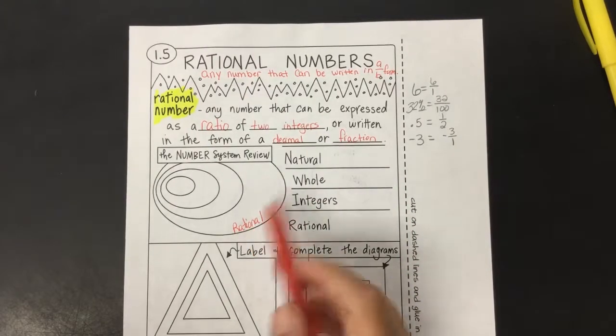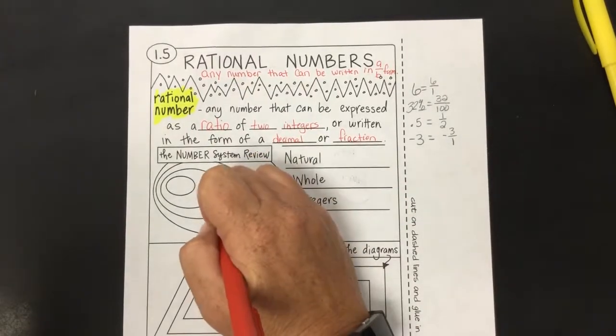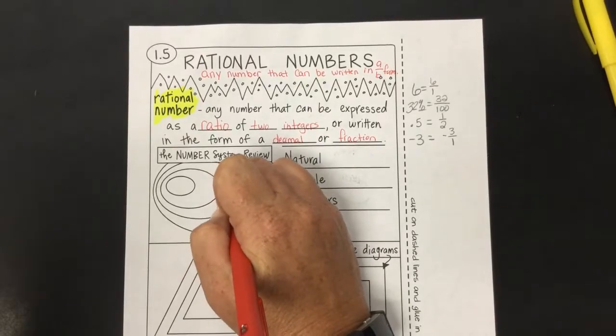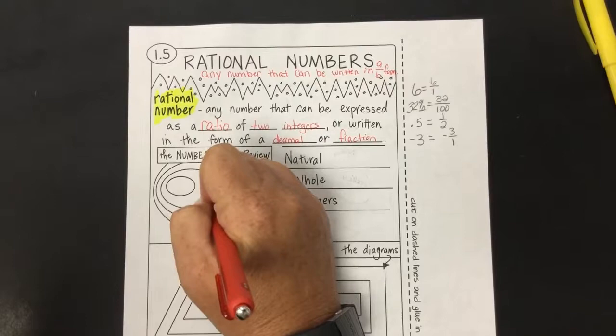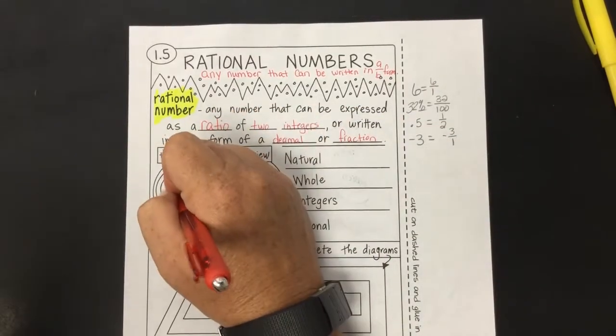So after rational numbers comes integers, then whole, then natural.